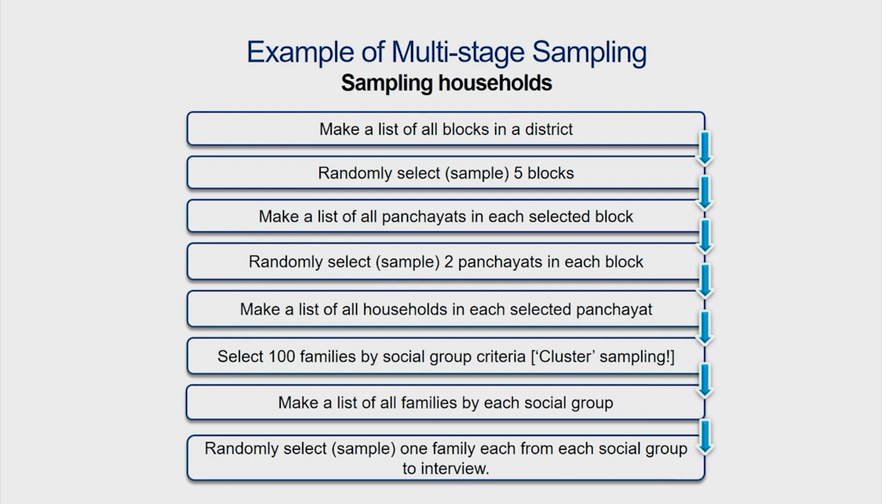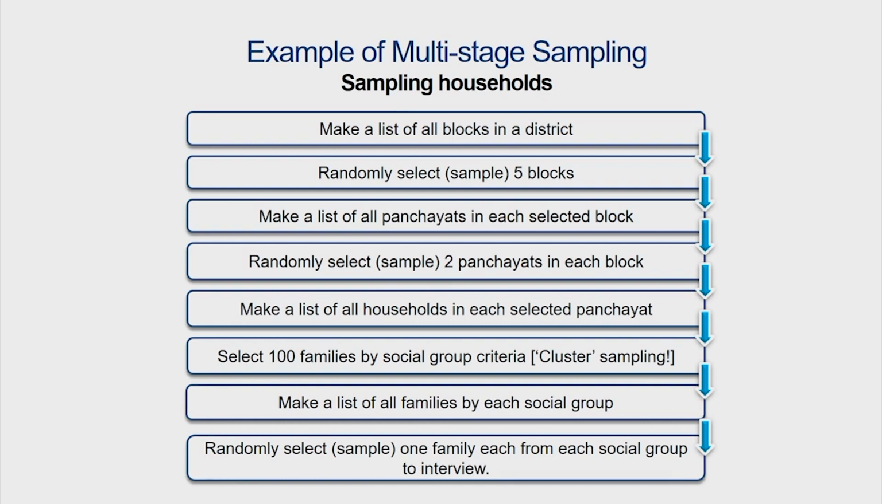So, this is with regard to the multi-stage sampling that I was talking about in probability samples. When we are sampling households, this is just an example of how to identify the different stages. Maybe you first make a list of all blocks in a district, you randomly select, let us say 5 blocks, then you make a list of all panchayats in a selected block, you randomly select, let us say 2 panchayats in each block, make a list of all households in each selected panchayat, and select 100 families by social group criteria, and make a list of all families by each social group, and then you randomly select one family from each social group to interview.